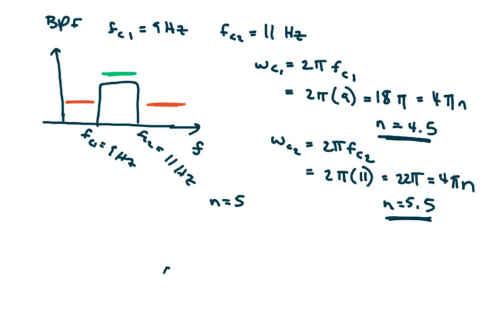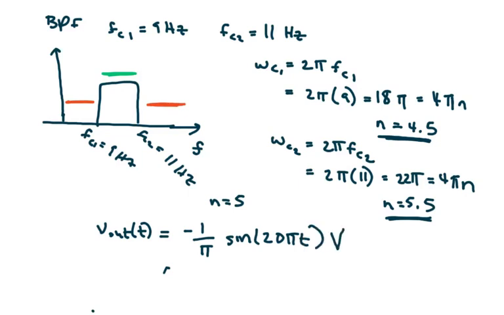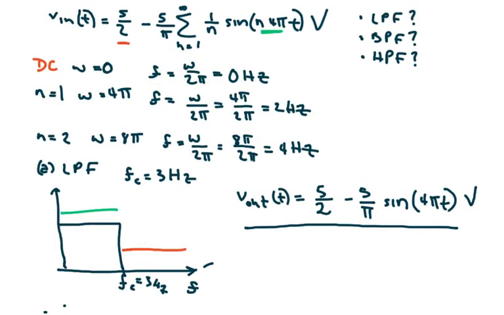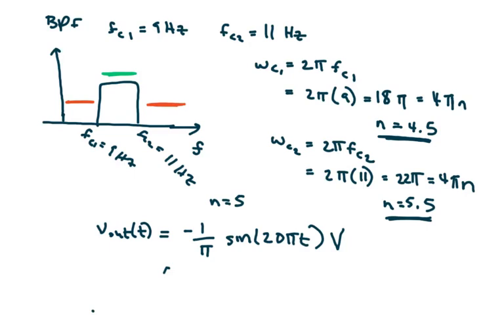So when n equals 5, we can say that our Vout is going to equal -1 over pi sine 20 pi t volts. We got that because all we did with our original signal here is set n equal to 5. So that is Vout for our bandpass filter with those two cutoff frequencies.